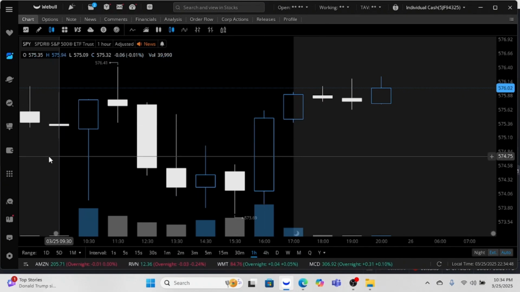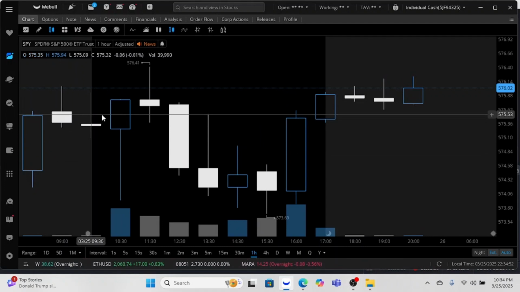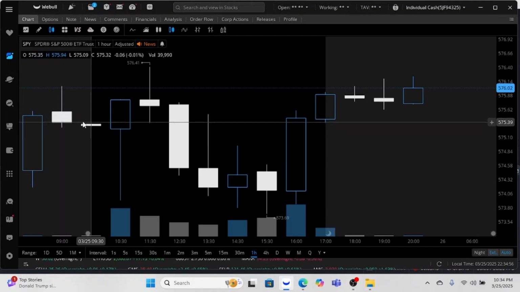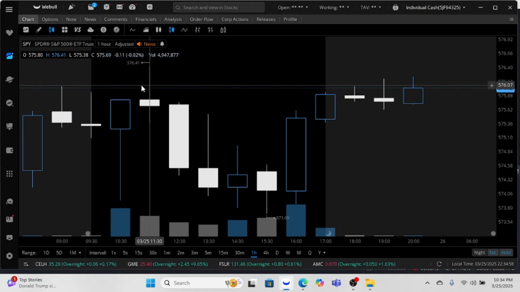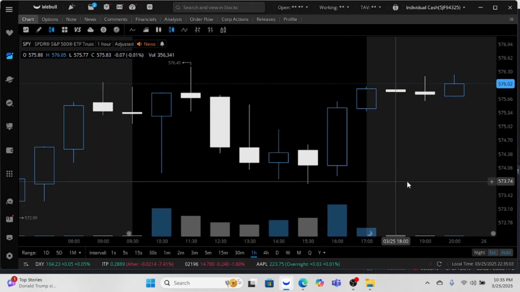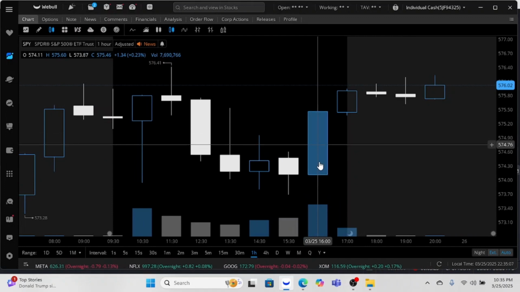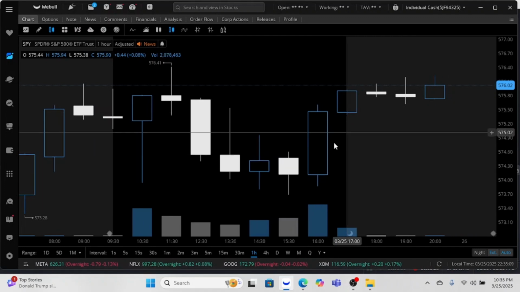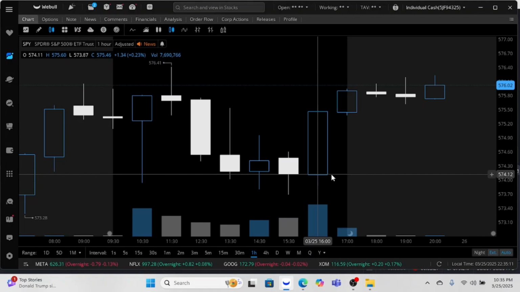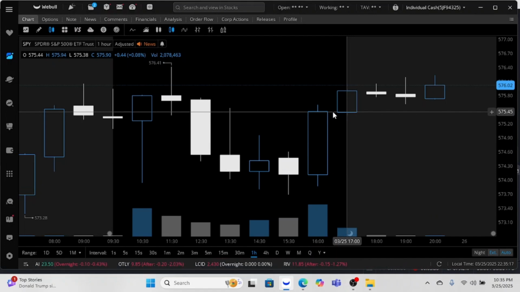So you have one at 9 o'clock. You have one at 10 o'clock, or 9:30, because the market opens at 9:30. So you have one at 9:30, 10:30, 11:30, 12:30, and things like that. Now, let's look at this candle right here. This is an up close candle, so it opened right here, and it moved up, and it closed up here.